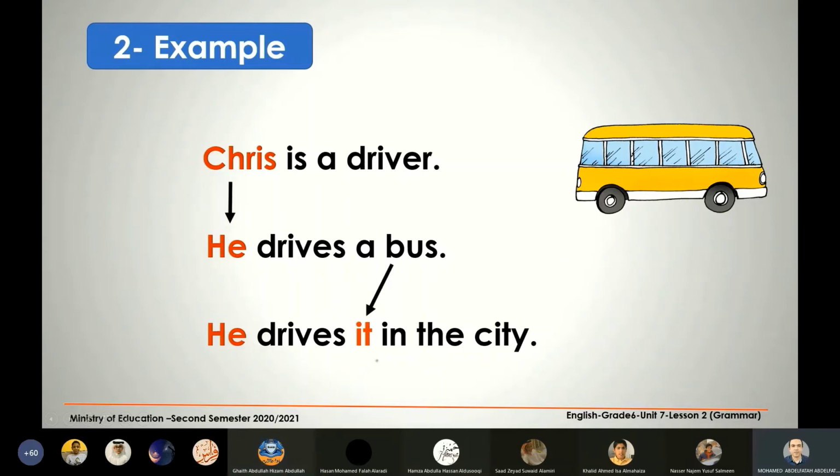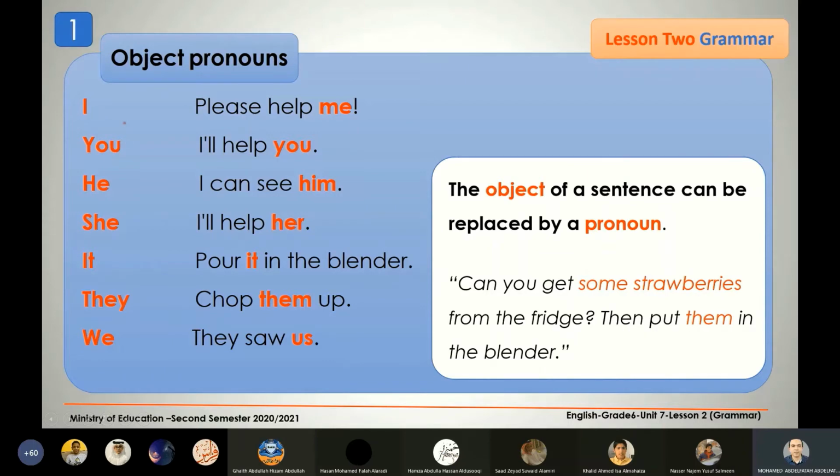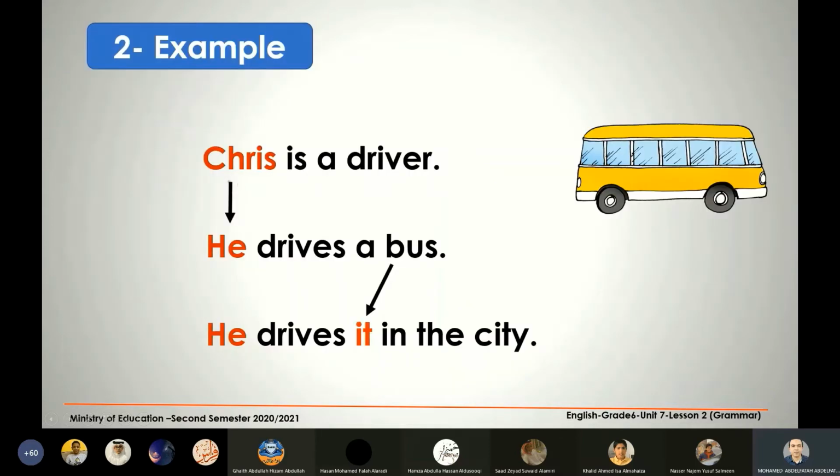So students, here we have got all subject and all object pronouns. Teacher, what is the meaning of subject pronouns and object pronouns? Again, look here. This is a sentence. You start your sentence with a subject. And at the end of your sentence, you use the object. Chris is the subject of the sentence and the bus is the object of the sentence.